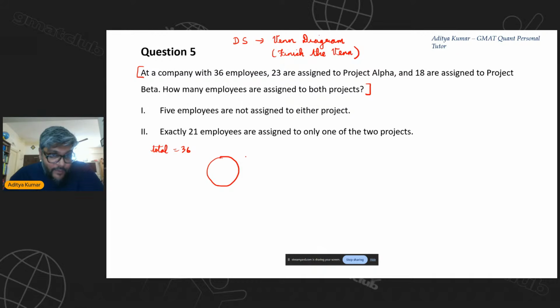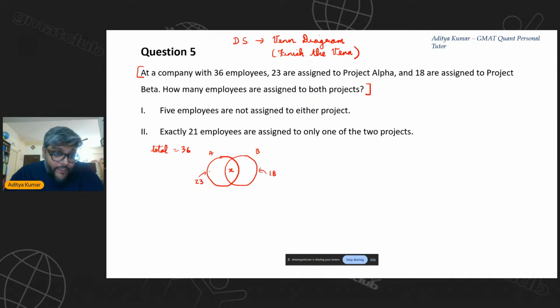How many employees are assigned to both projects? So I'm going to draw the Venn. I have Project Alpha, 23 are assigned. Project Beta, 18 are assigned. How many employees are assigned to both projects? So I need this X. Now, one big trap whenever you're working with Venns or tables is many people will assume the outer region to be zero. You can't until it's categorically mentioned. You cannot assume the outer region to be zero. So when you're setting up the Venn, don't assume the outer region is zero.